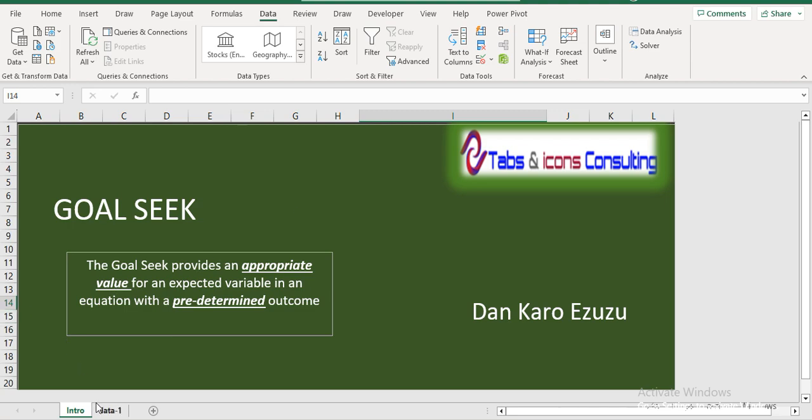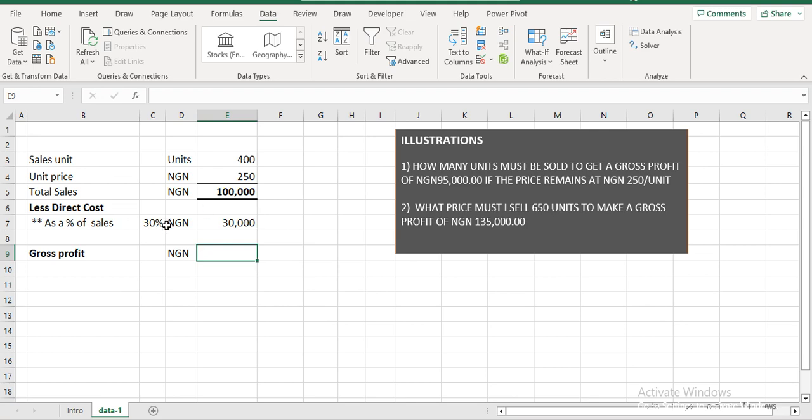Let us go to our data. Now we have this data here saying the unit sold of a product is 400 and the unit selling price is 250 Nigerian naira. That means the total sales is simply unit sold times unit price, which is 100,000. Now the direct cost as a percentage of sales is 30%. So here what I've just done is take 30% of the sales. Now gross profit certainly is this less the direct cost, 70,000.